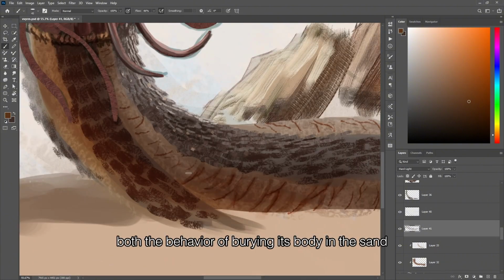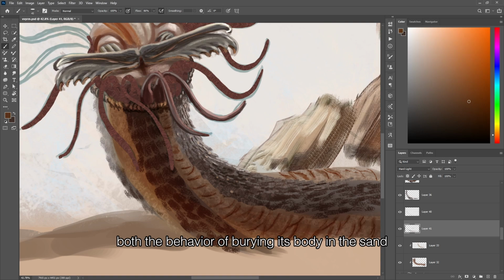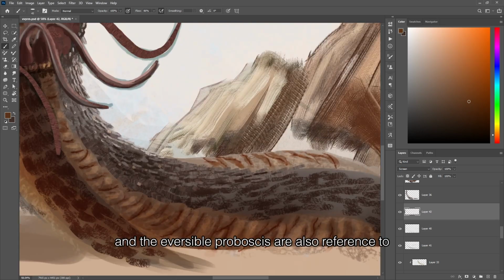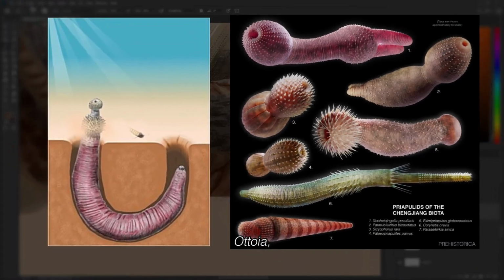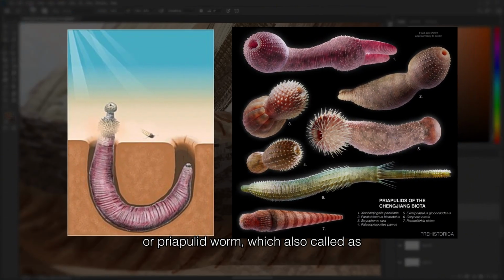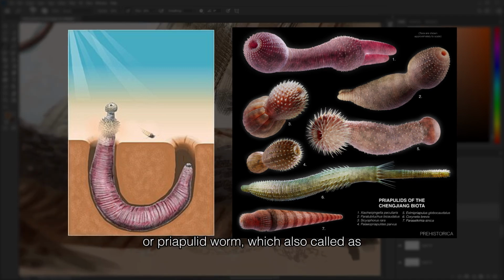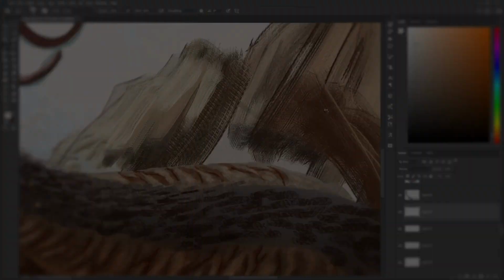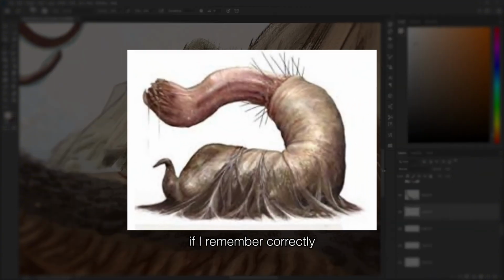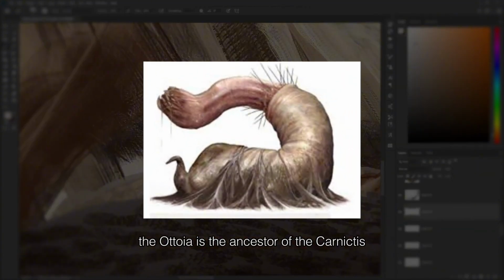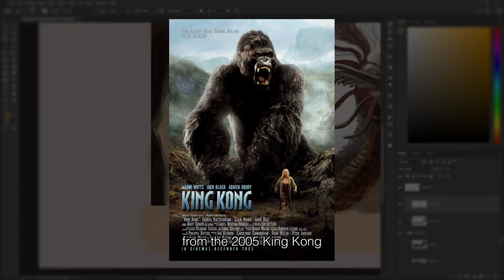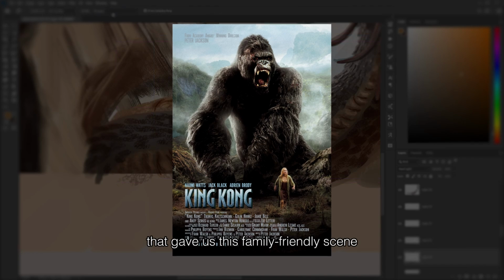Both the behavior of burying its body in the sand and the invertible proboscis are also referenced to Ottoia or priapulid worms, which are also called worms. If I remember correctly, the Ottoia is the ancestor of the Carnictis from the 2005 King Kong that gave us this family-friendly scene.